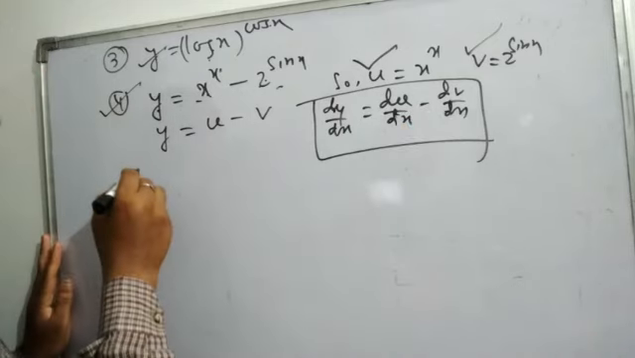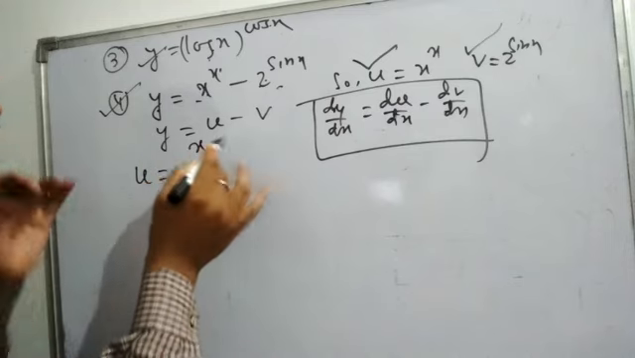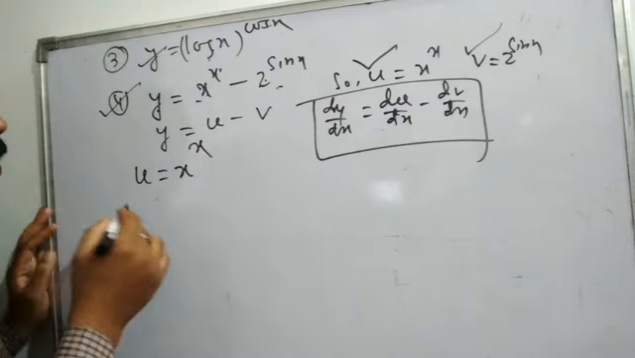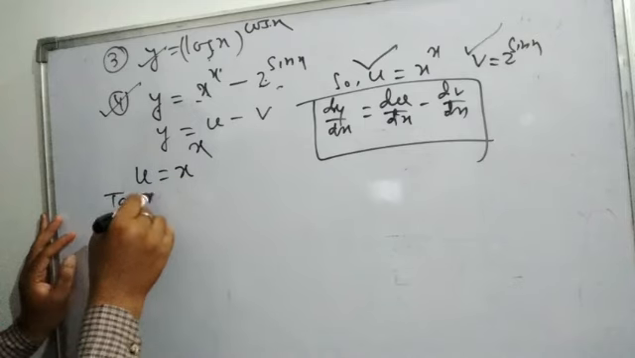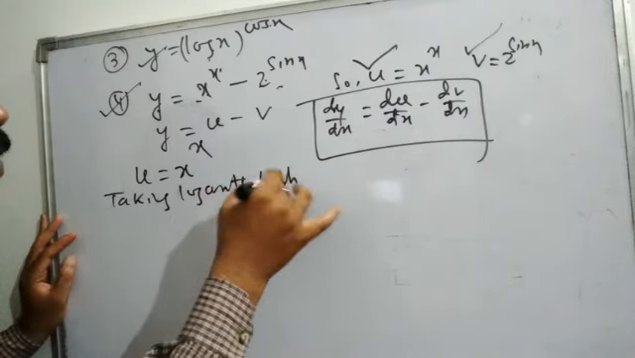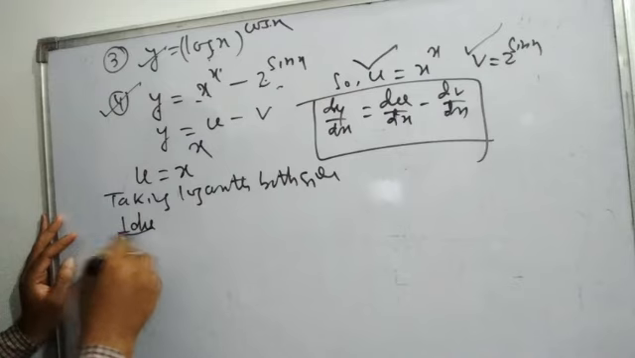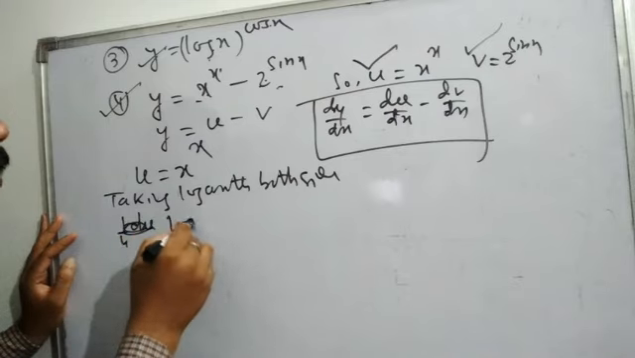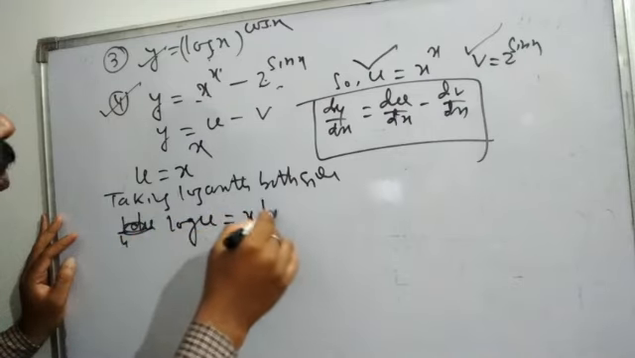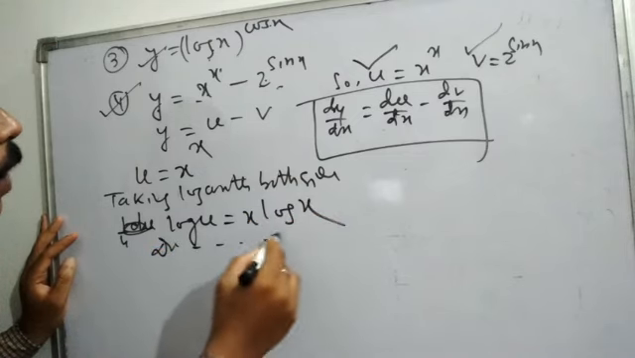First you have to take u is equal to x to the power x. So it is also variable power variable. So taking logarithm both sides, log u is equal to x log x. Then differentiate both sides with respect to x.